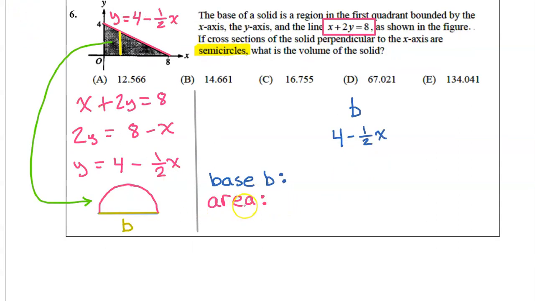Step 2 is to find an expression for the area of a single slice. Remember, we are looking down on this solid from above. But if you pulled out a slice and looked at it, we are told that the slice would be in the shape of a semicircle. And we need to find an expression for the area of this semicircle in terms of b.